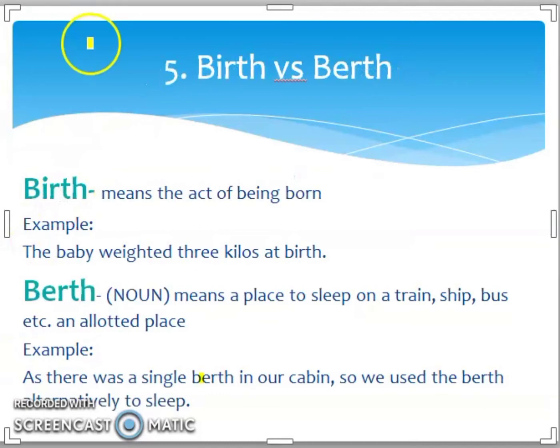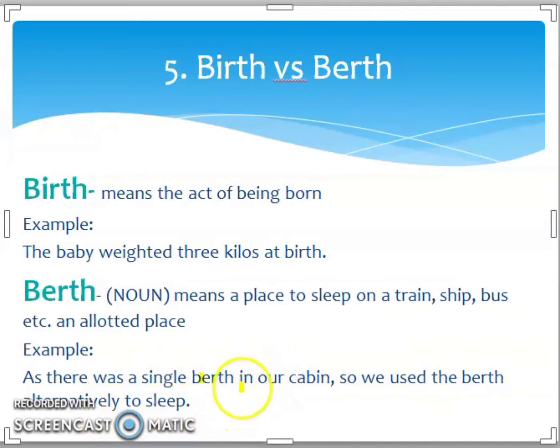berth versus birth. Now, this is not berth, this is birth. The first one, birth, very simple, means the act of being born. Example: the baby weighed 3 kilos at birth. The second word, berth, as a noun, means a place to sleep on a train, ship, bus, etc., or an allotted place. Example: as there was a single berth in our cabin, we used the berth alternately to sleep.